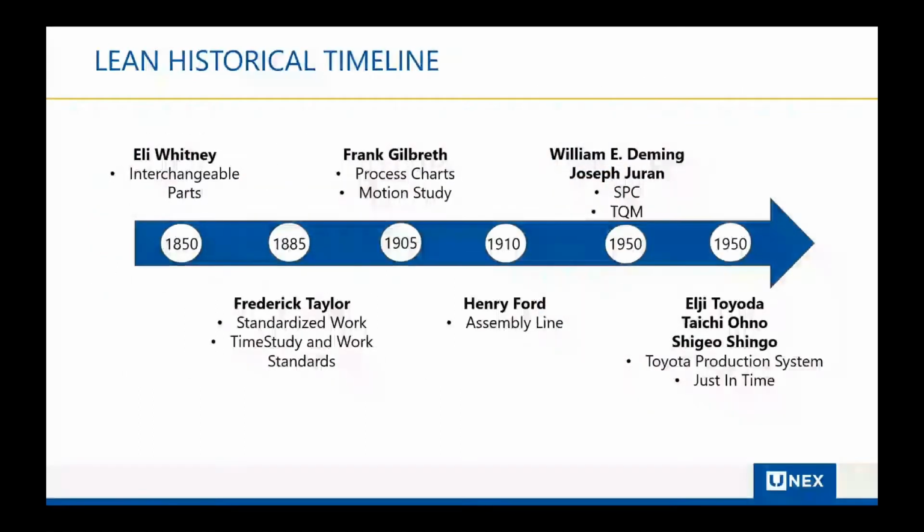So historically, we've all heard of Eli Whitney, basically for the cotton gin, which is what he was most famous for. But really, when he started developing firearms and muskets, he worked with interchangeable parts, where he could use some of the same machinery, but change some of the tooling within that machinery to develop different items. So that was early Lean.